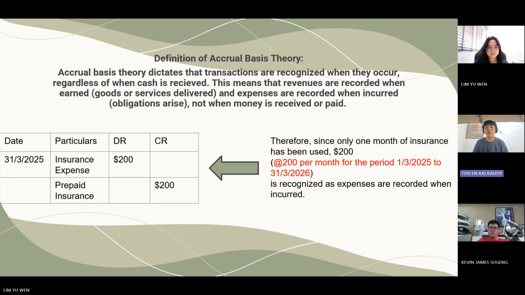So this is because of accrual basis theory. Accrual basis theory dictates that transactions are recognized when they occur, regardless of when cash is received. This means that revenues are recorded when earned and expenses are recorded when incurred, not when money is received or paid. Therefore, since only 1 month of insurance has been used, $200 is recognized as expense, therefore leading to the journal entry on the left of a debit $200 insurance expense and a credit $200 prepaid insurance. Next slide, please.